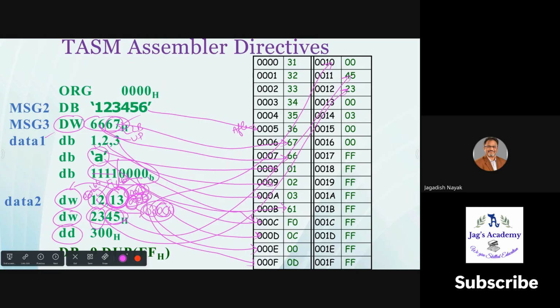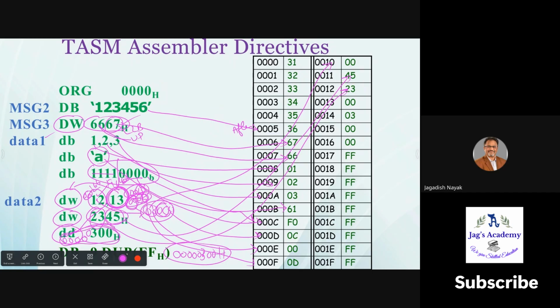Next, double word, 32-bit. Actually, what is given here is only 300H, but you have to append zeros to make it 32-bit, 16 plus 16. This will be 00000300H. Double word DD. So what is shown here is 300H, but actually the data is 00000300H. Totally it is 32-bit data.